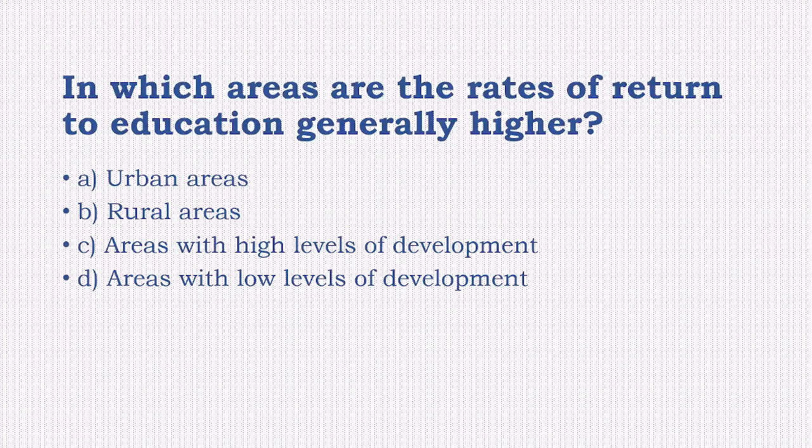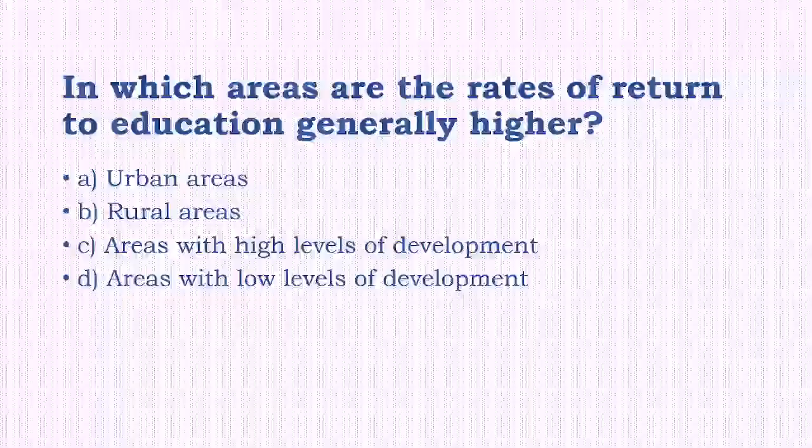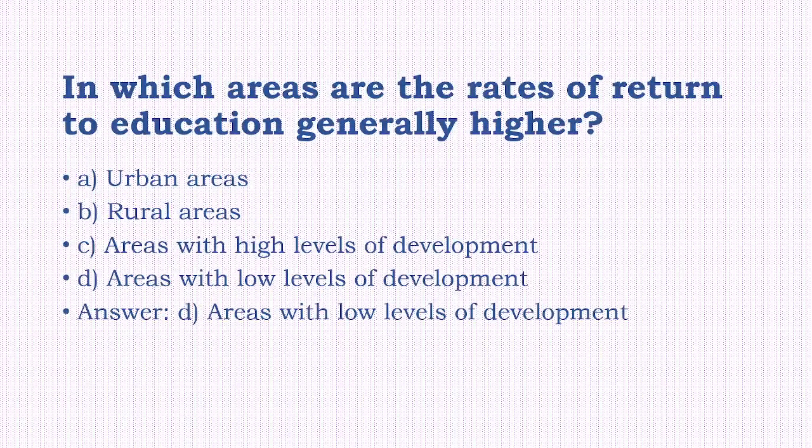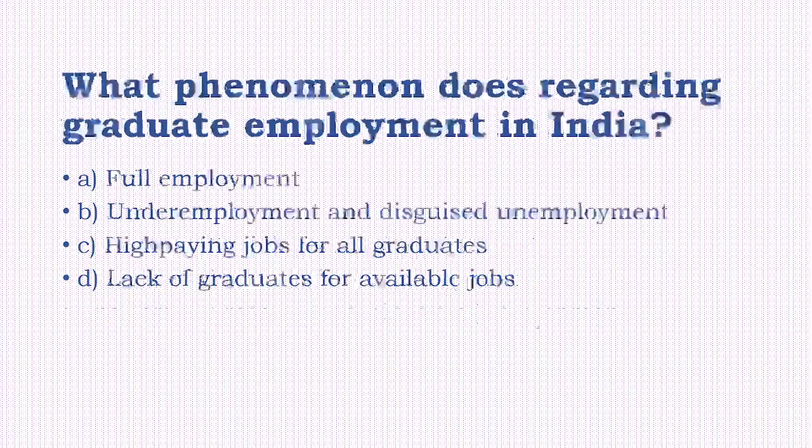Next, in which areas is the rate of return to education generally higher? Options: urban areas, rural areas, areas with a high level of development, areas with a low level of development. The answer to this question is areas with a low level of development.